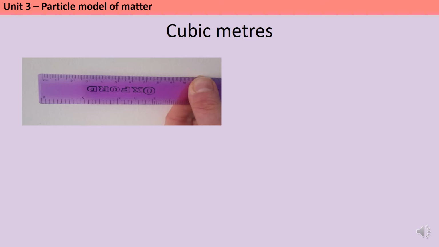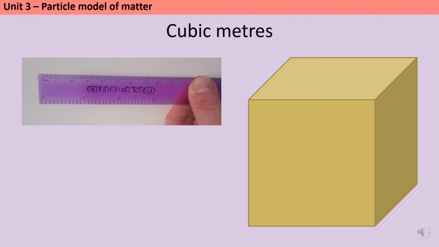Let's consider a cube. And let's say that this cube has sides that are all 1 metre in length. Now the volume of that cube will be 1 times 1 times 1, 1 metre cubed. Now you also, hopefully, know that there are 100 centimetres in a metre, but the question is, how many centimetres cubed are there in a metre cubed?